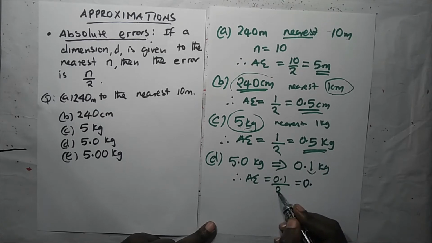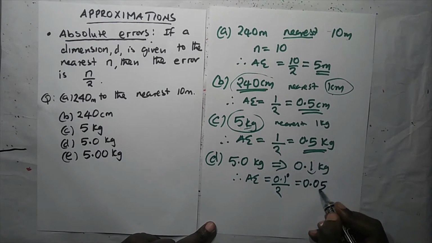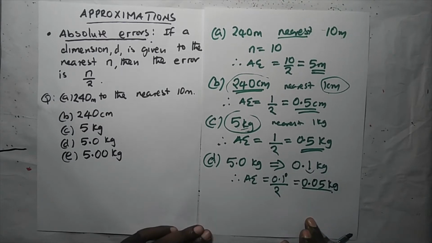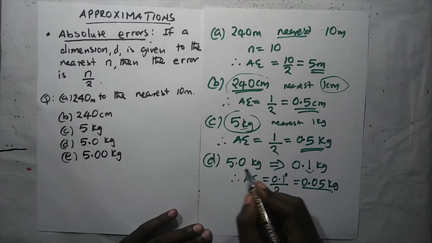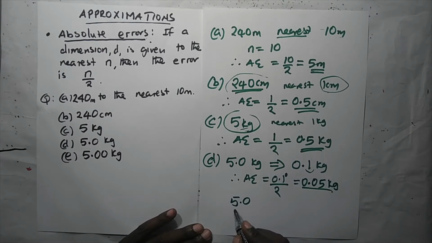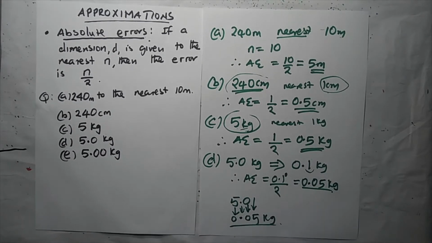2 into 0 gives you 0, then 2 into 1, you have 0 there, you add a 0 there, 2 into 10, you have 5. So 0.05, and since it's in kgs, you are going to have 0.05 kgs. Or the shortcut that you can use to find the absolute error in a number like this one, 5.0: under the number, put a 0, under the decimal point put a point, and at the end, where you have no number, put a 5. And you have 0.05 kgs as the absolute error for this number.